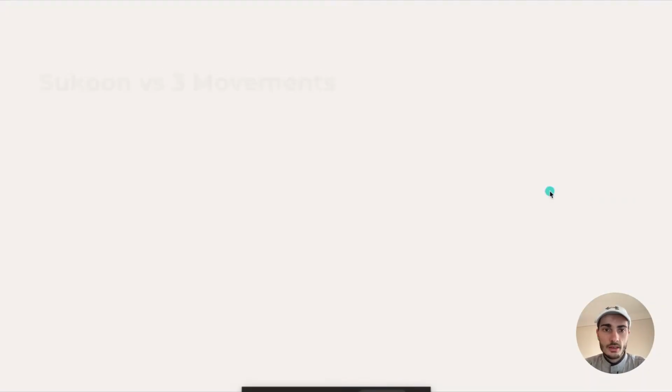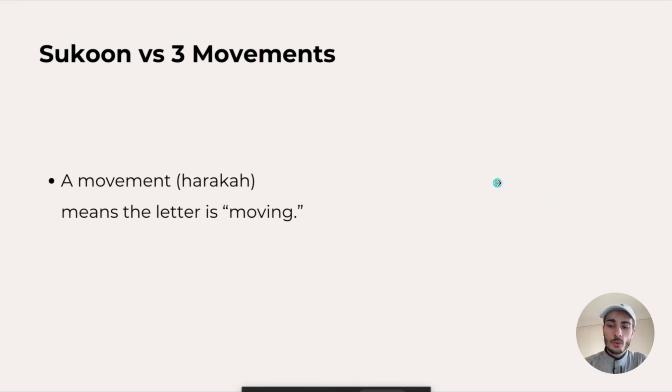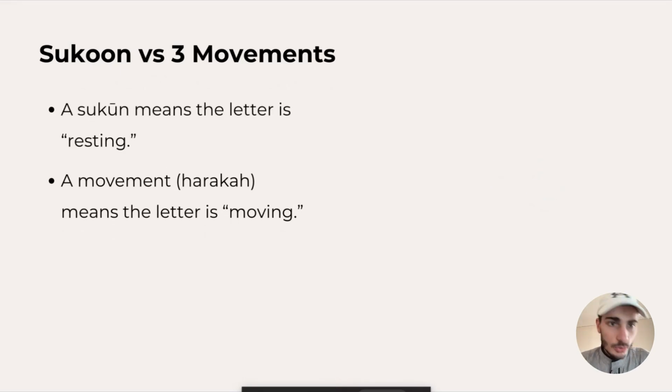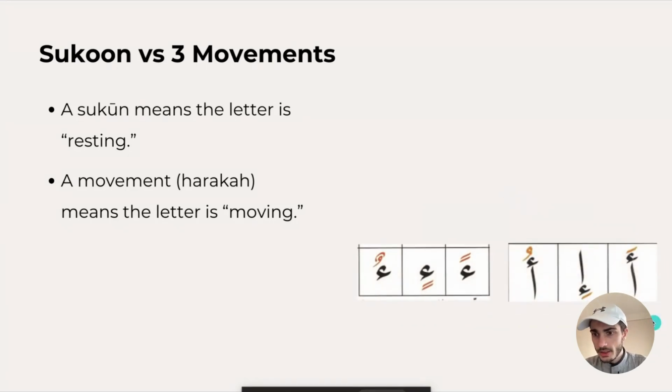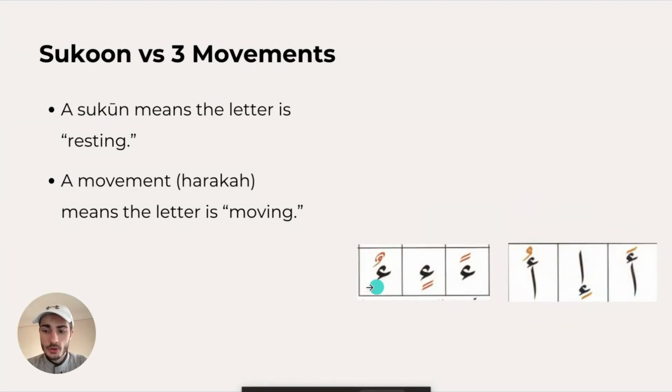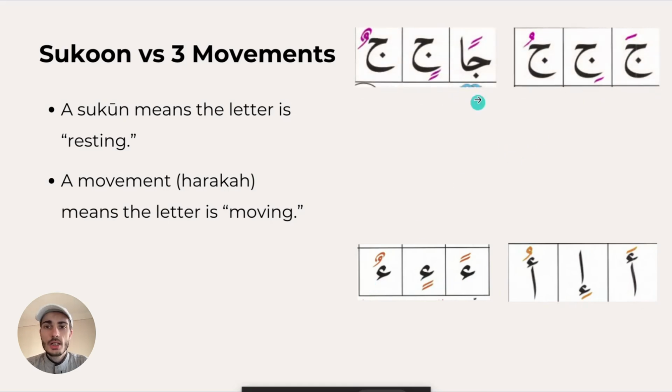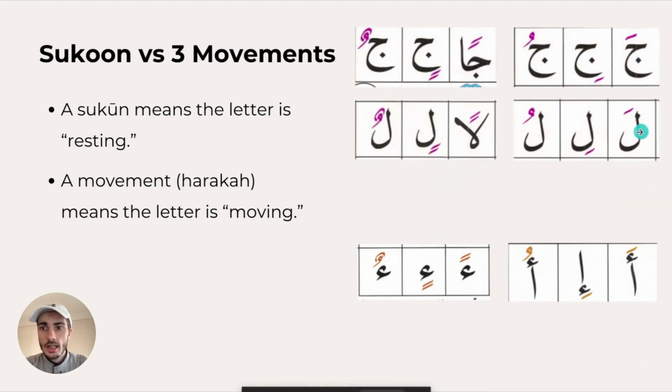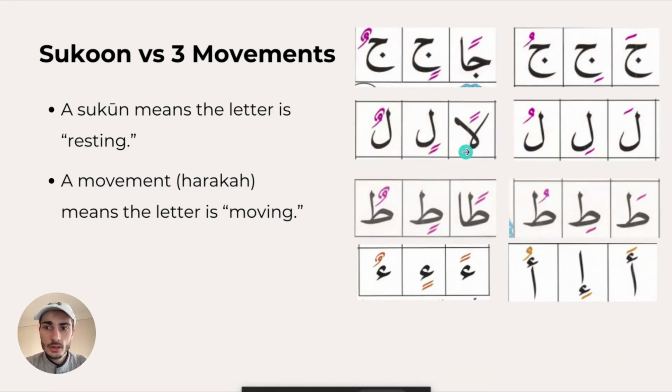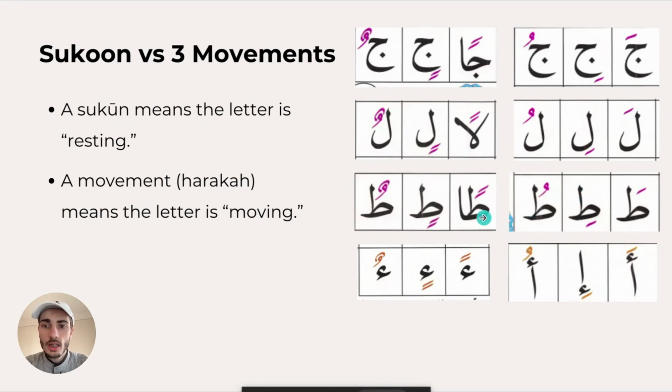For example, here, if we compare the Sukoon with the 3 movements. So the Sukoon, first of all, means that the letter is at rest, while a movement, a haraka, means the letter is moving. Like we already have seen here, a, i, u, an, in, un. Ja, ji, ju, jan, jin, jun. La, li, lu, lan, lin, lun. Ta, ti, tu, tan, tin, tun.